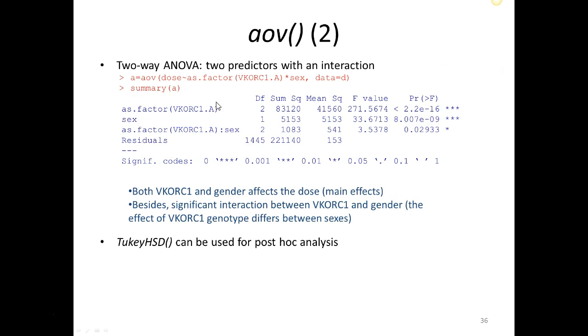We have this as factor CYP2C9. We can see that there is a significant difference. We look at sex, there is also a significant difference. And then we look at this interaction term, as factor and sex. And this one is also statistically significant, and this means that the effect of this CYP2C9 genotype differs between the sexes. If you want to know which groups differ and so on, you could use Tukey HSD for doing a post hoc analysis.